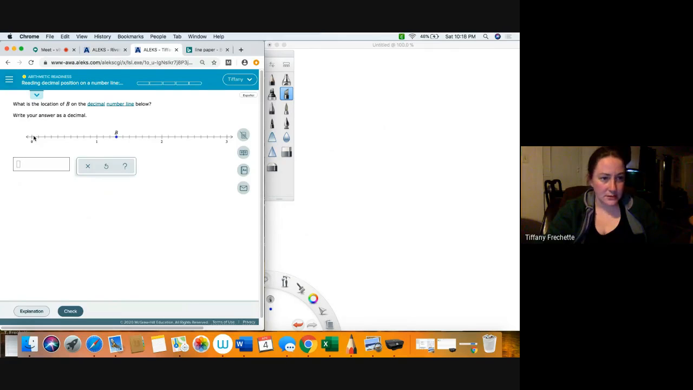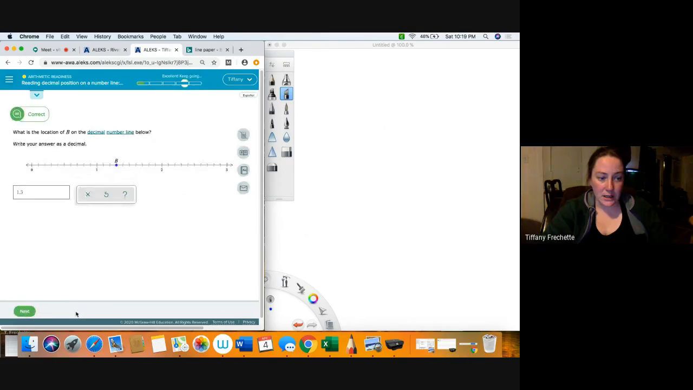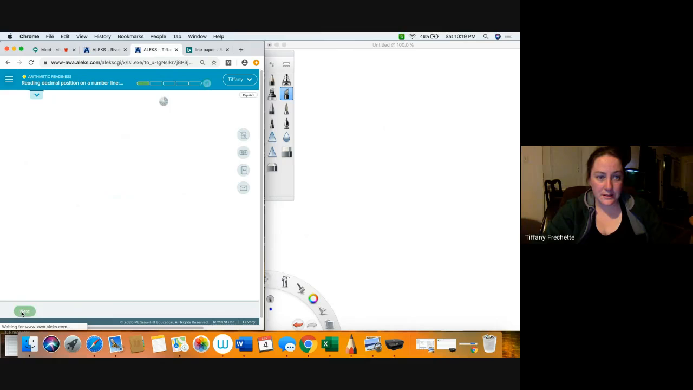I'm sorry, the whole numbers are 0, 1, 2, 3. I was pointing at the wrong numbers as I was saying that. So we know it has a whole number 1 because I can come to 1 before passing B. So 1, and then I'm just going to count the spaces: 1, 2, 3. So this number has a whole number 1, and then 0.3. We only went 3 spaces. It's kind of like we're counting the jumps there. All right, we'll click check. Yay. Next.